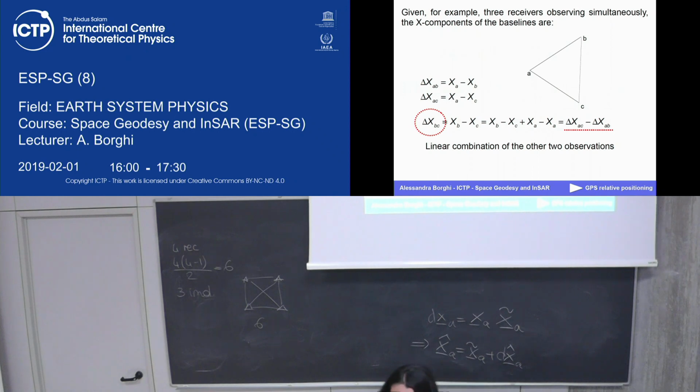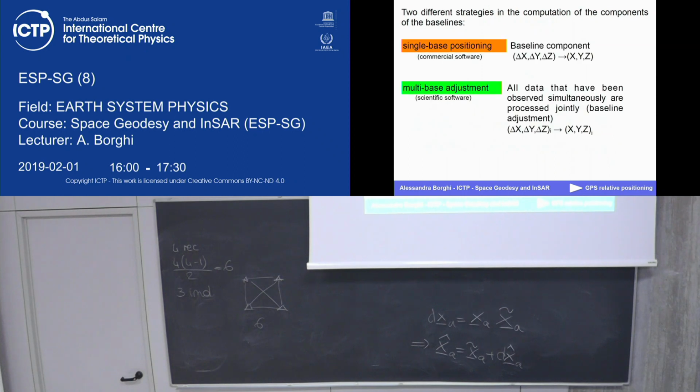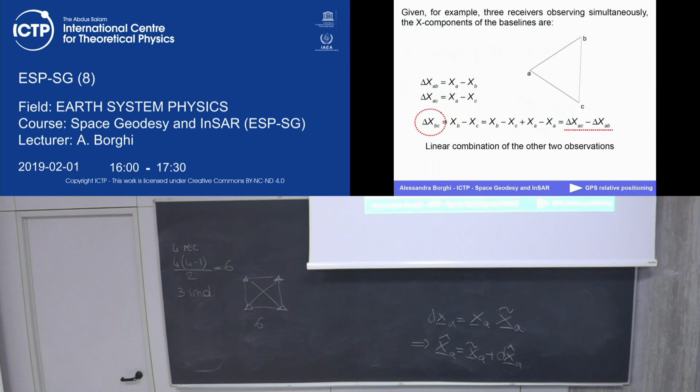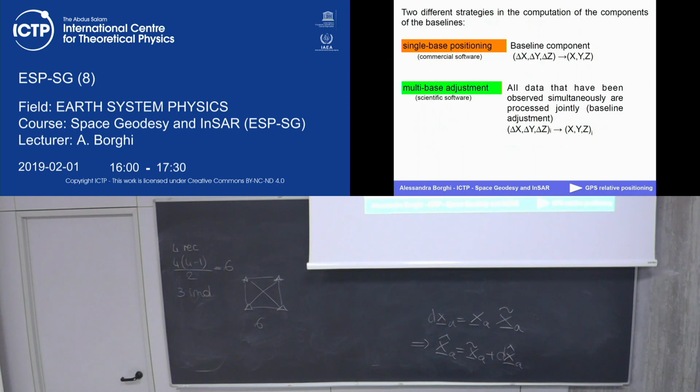So that means that if you ask the software to compute all the baselines, you have a problem when you want to invert the normal matrix in the least squares, because the determinant is equal to 0, not different from 0, so it cannot perform the inversion of this matrix. So we need just independent measurements, and this is important because now we are going to see the different types of GPS processing software.